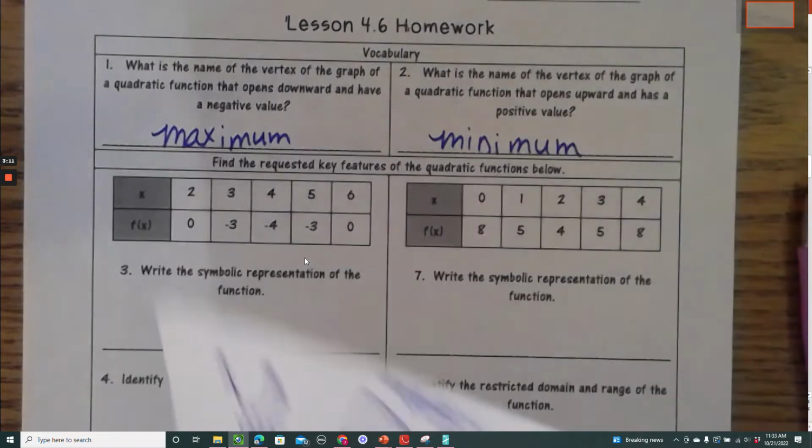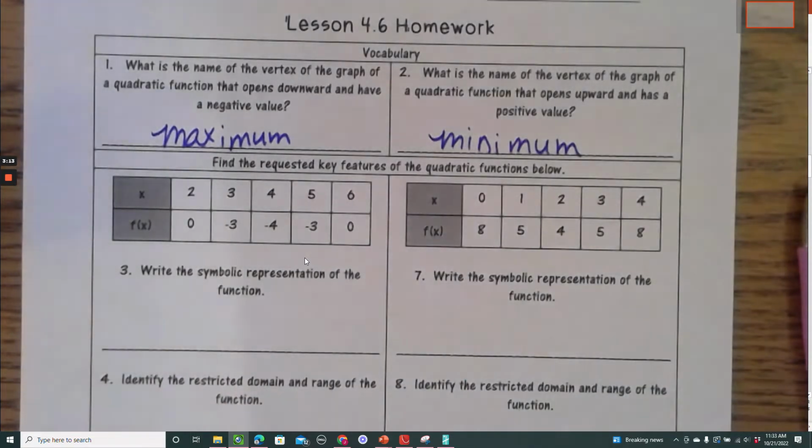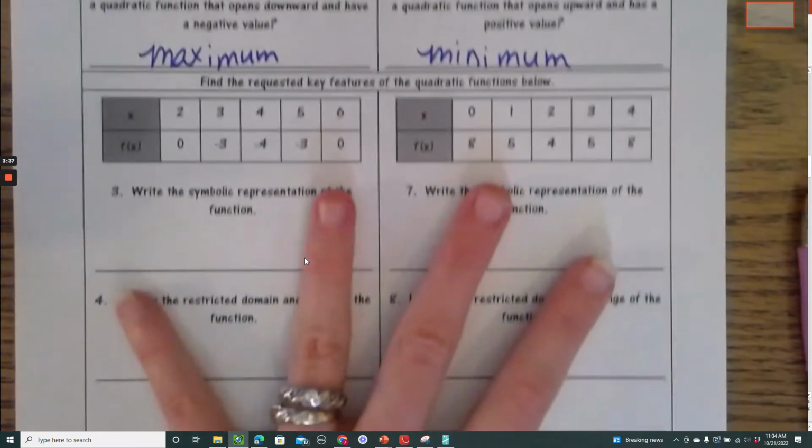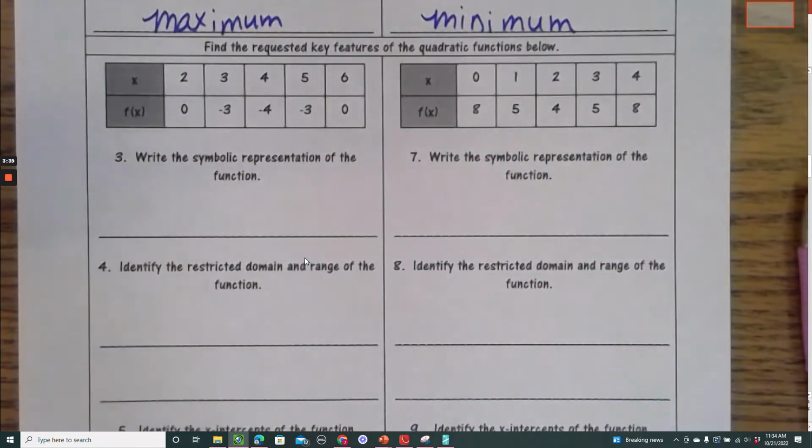All right, so this year, this class, we deal with data given to us in tables, okay? Typically, when I teach this lesson in Algebra 1, they give us the function, they give us the equation already written out, and then we find the key features. This class is about data and tables, so they give us the table, and then we have to write the function and then find the key features.